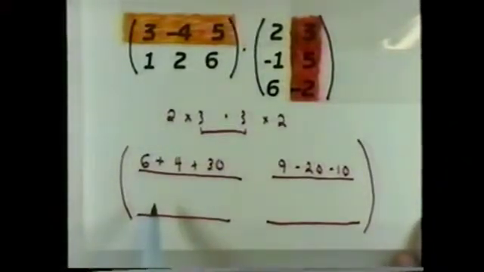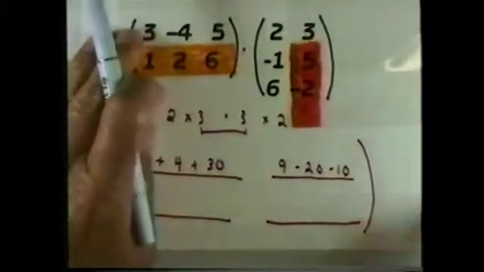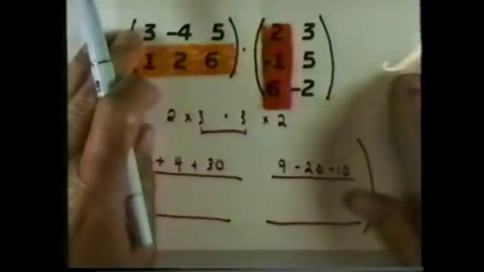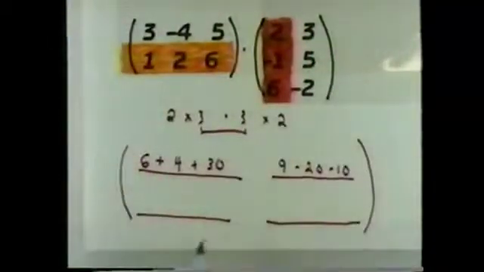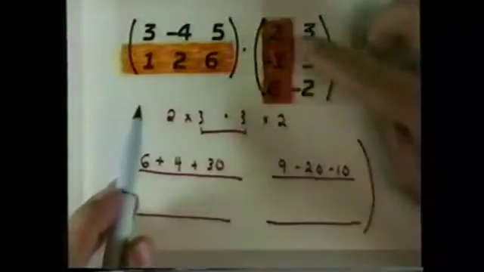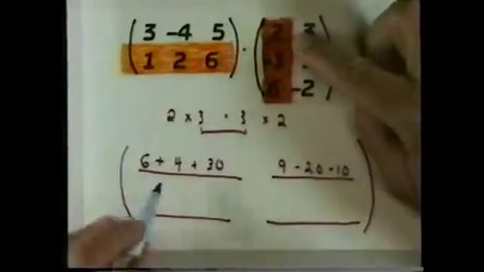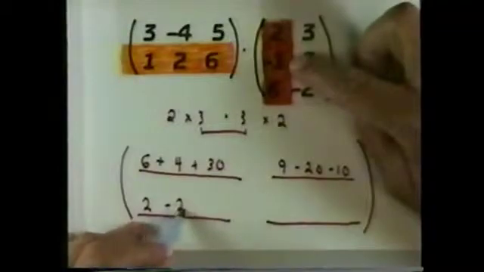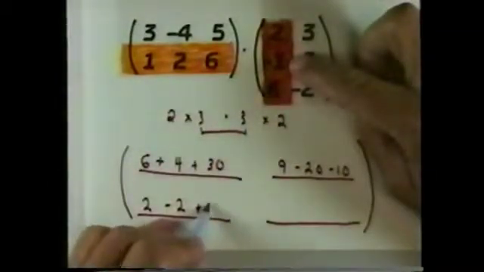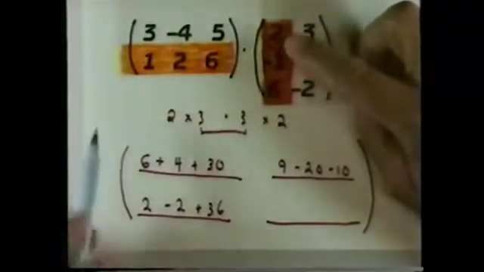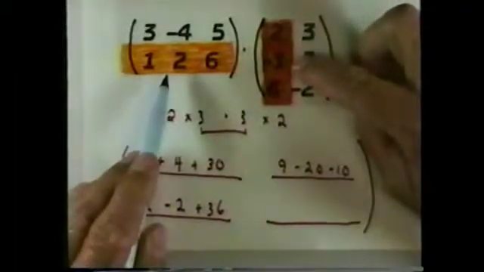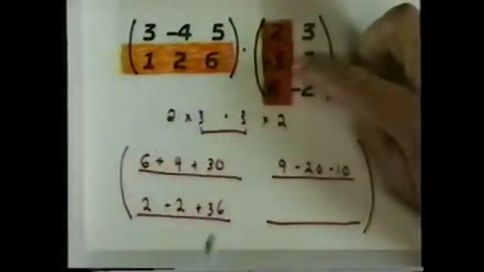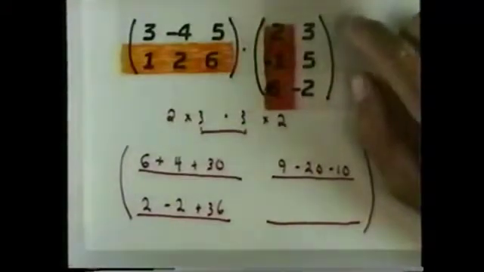This is entry 2, 1, position 2, 1. So it means I use row 2 with column 1. Row 2, column 1. Multiplying, 1 times 2, 2 times the negative 1, 6 times 6. 2 times 1 is 2, 2 times negative 1 is negative 2, 6 times 6 is 36.